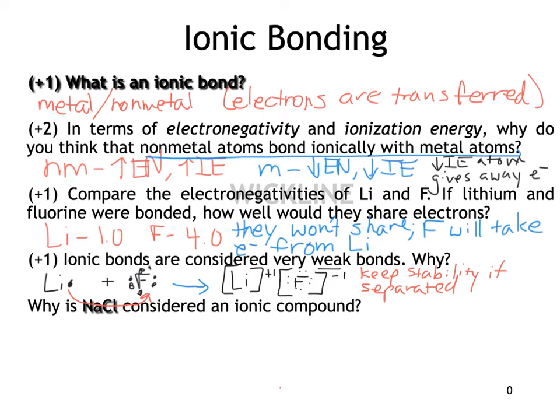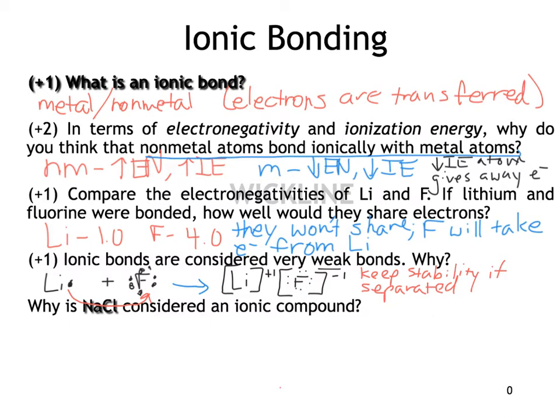So there are ways to argue that it's a weak bond, and there are ways to argue that it's a strong bond. But if you're going to argue that it's strong, you should cite the attraction between positive and negative. And if you want to argue that it's weak, then you should say that when they're dissolved in water, they separate because they both have stable electron configurations.